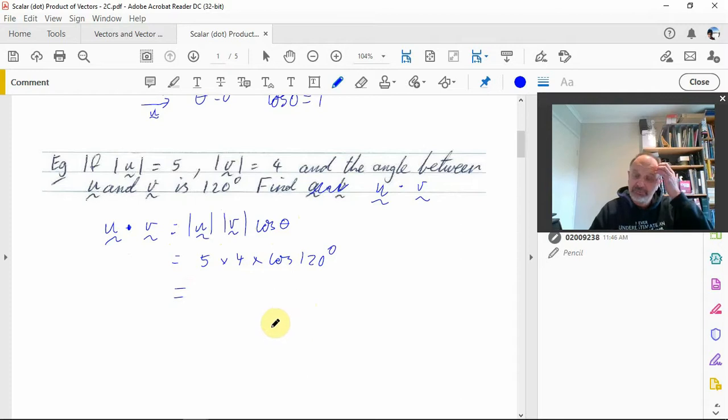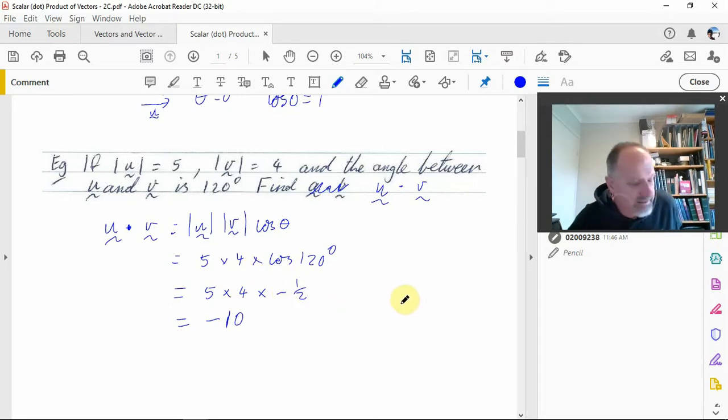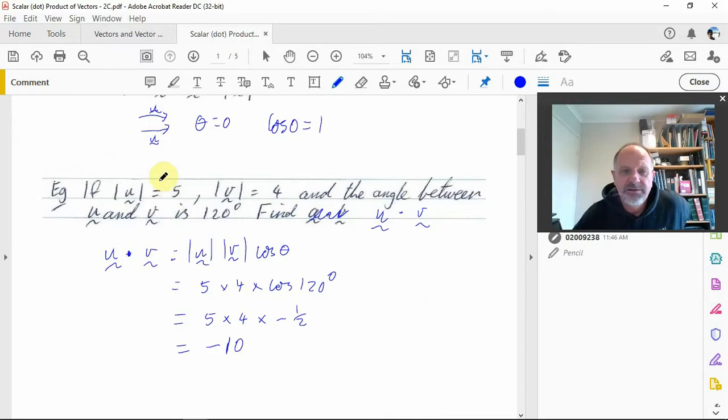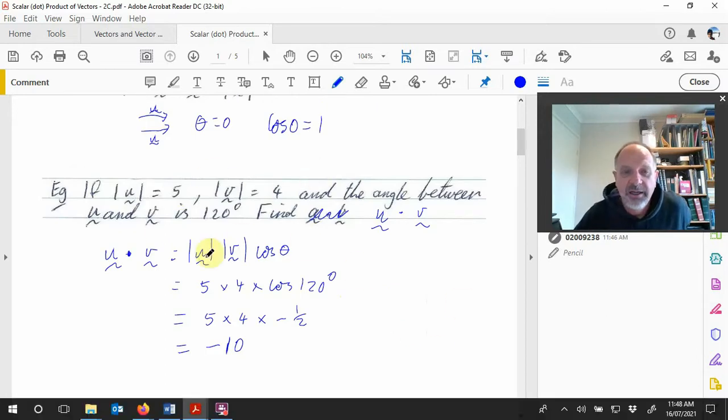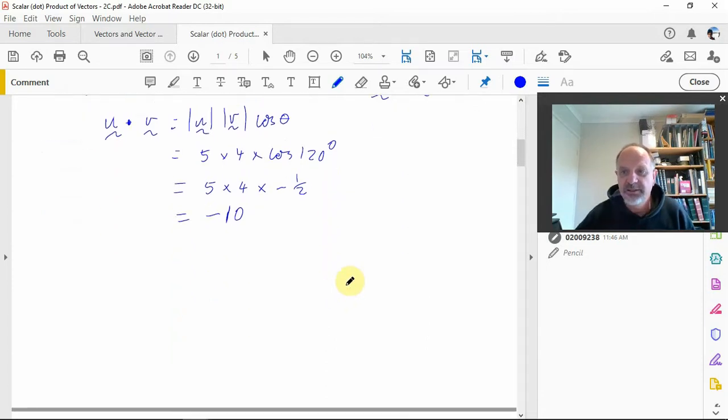We can get our calculator out and multiply those, or we can use the unit circle if we need to. And so that will be 5 times 4 times negative 1/2, which would be negative 10. So that's a straightforward one. That's if we know some magnitudes and the angle in between them.